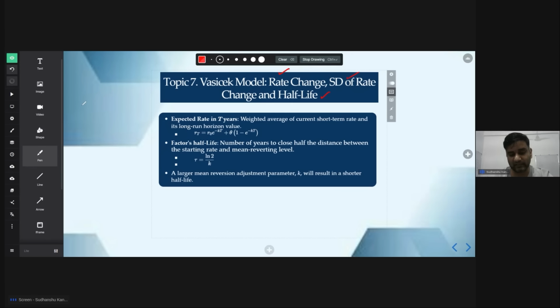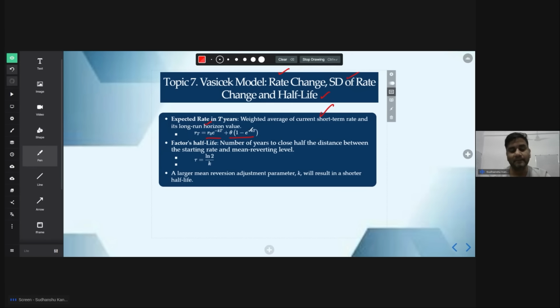Now talk about expected rate change in t years. Please understand this is the weighted average of two things, right? Weighted average of your current short term rate and your long horizon value. So the current short term rate term is your r naught e to the power minus kt, and the long horizon rate is equal to your theta times 1 minus exponential minus kt, right?